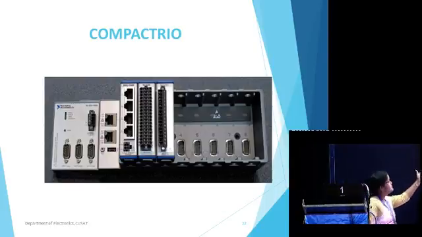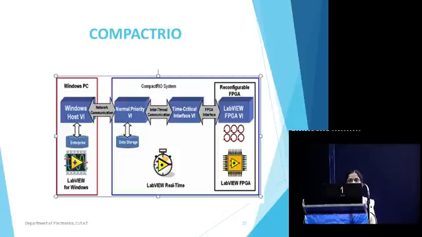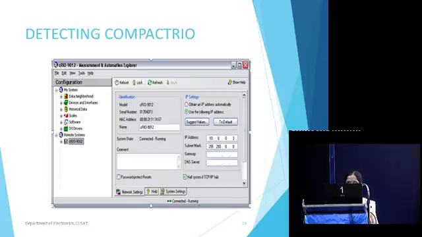First, the real-time controller. Then there is the input module, then the expansion chassis. In order to execute our program, we have to connect the CompactRIO to our Windows PC. That can be done using an Ethernet cable. After that, we have to detect our CompactRIO in our PC.